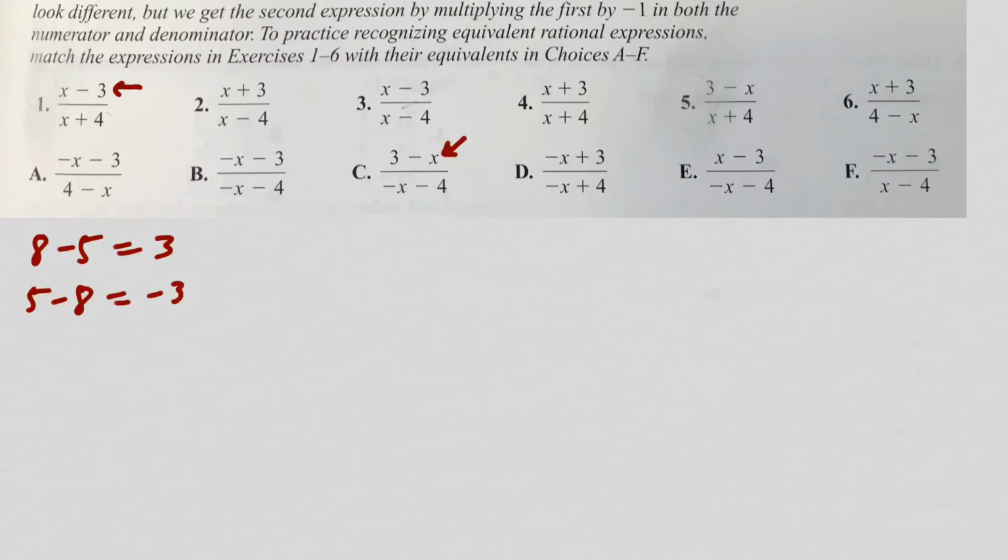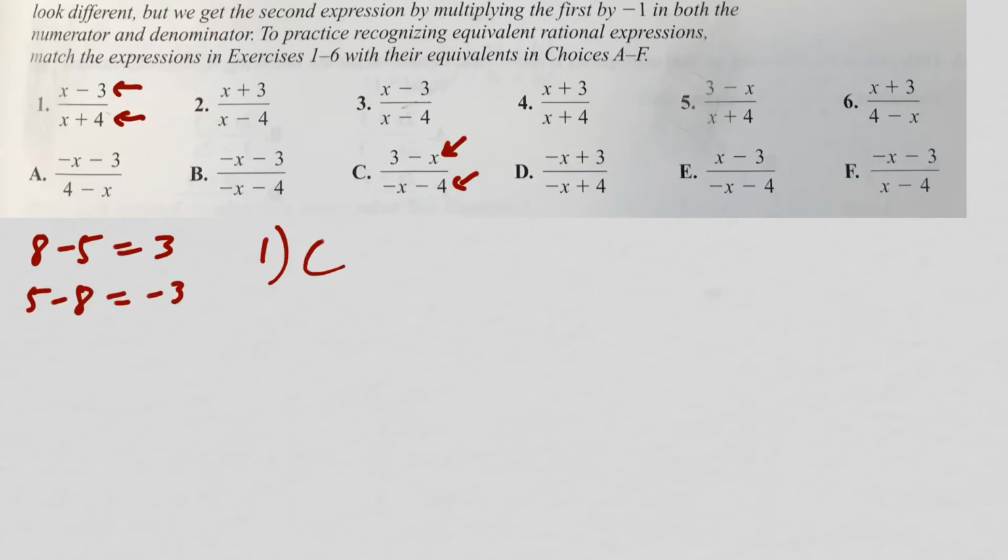Then if you look at the bottom, this is a positive x and a positive 4. This is a negative x and a negative 4. So those are opposites as well. So if you have the opposite on top and the opposite on bottom, you get back to the original. So number 1 is C. Let's look at number 2.